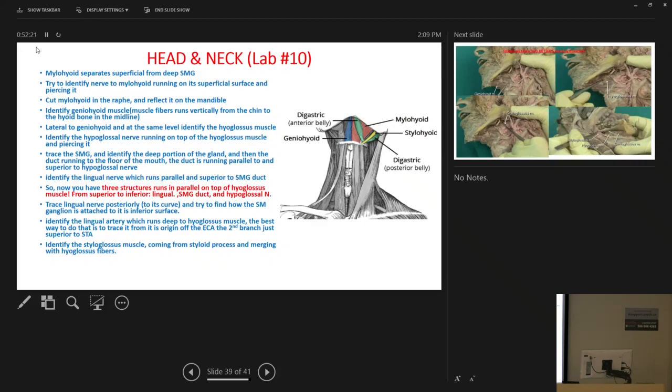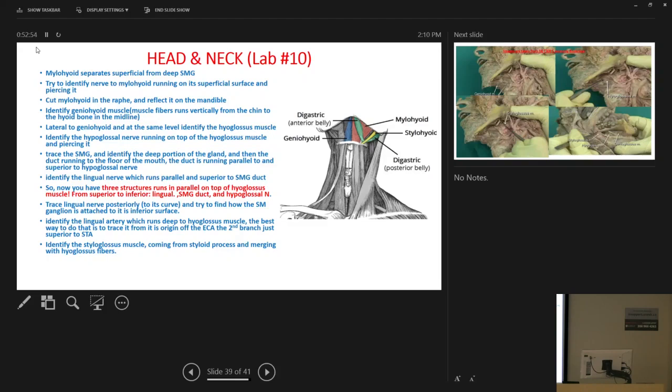When you do that, you are going to see just beneath the mylohyoid this muscle, geniohyoid. When you reflect the mylohyoid, be careful about that because it's a very thin muscular sheet, right? So when you reflect the mylohyoid, you are going to see the geniohyoid. Geniohyoid is nothing but this straight midline muscle going from which genial tubercle? Superior or inferior genial tubercle?